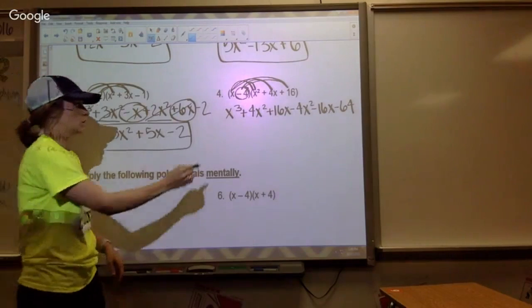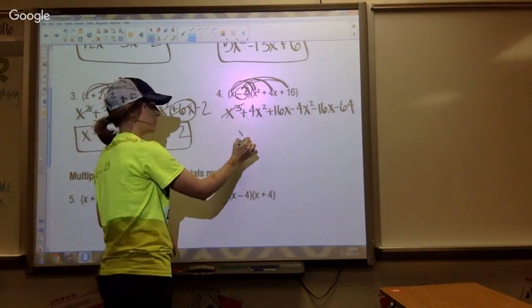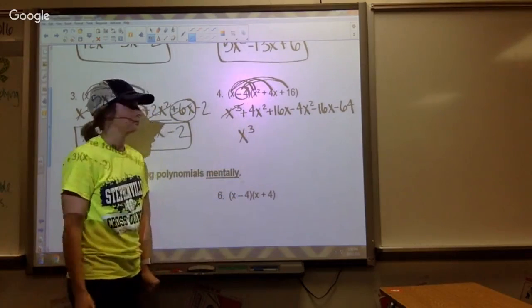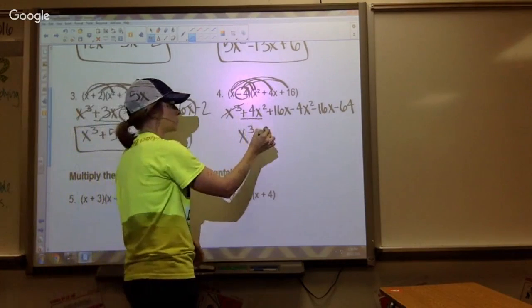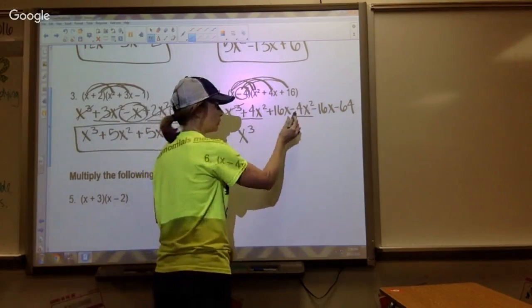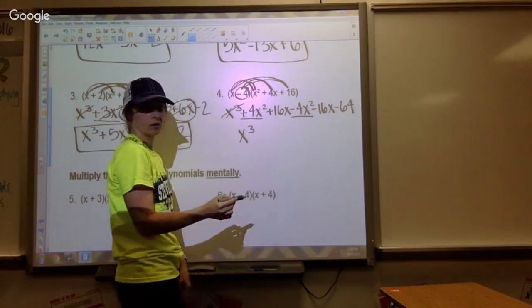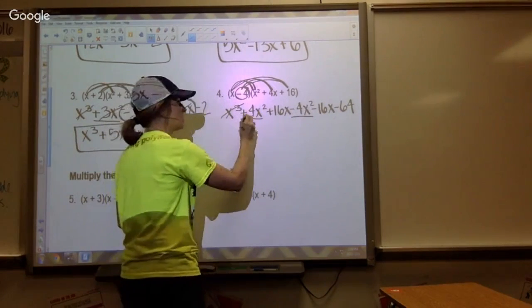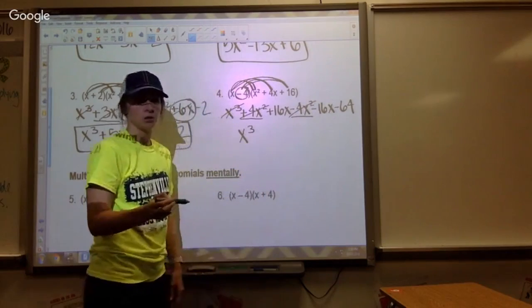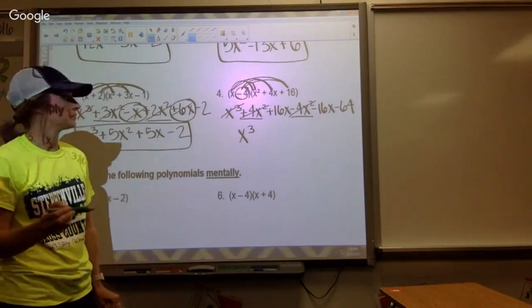All right, combining like terms, we have an x cubed, but notice there's not another x cubed, so I'm just going to bring it down. And then I have a 4x squared. Notice we have another x squared, but it's negative 4x squared. So 4 minus 4 is 0. So those actually cancel out. You don't need to write 0x squared.